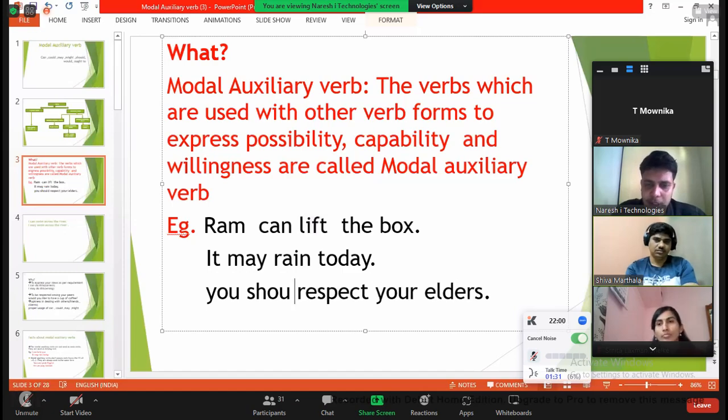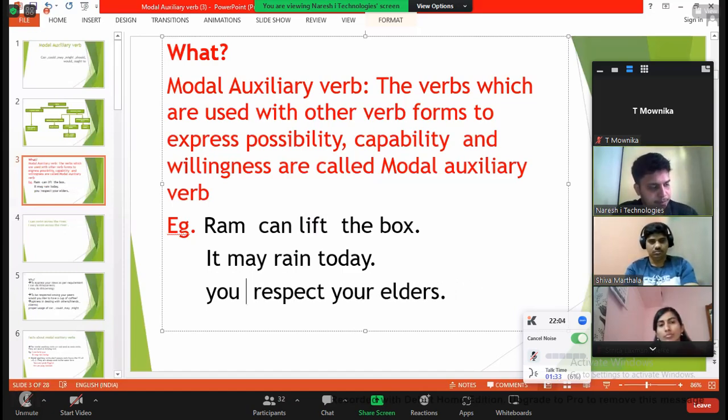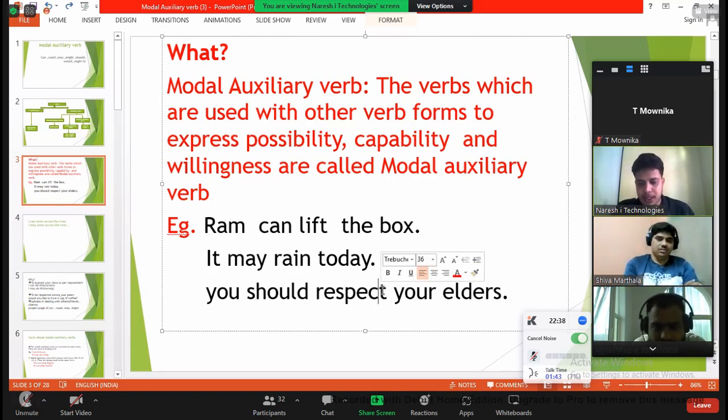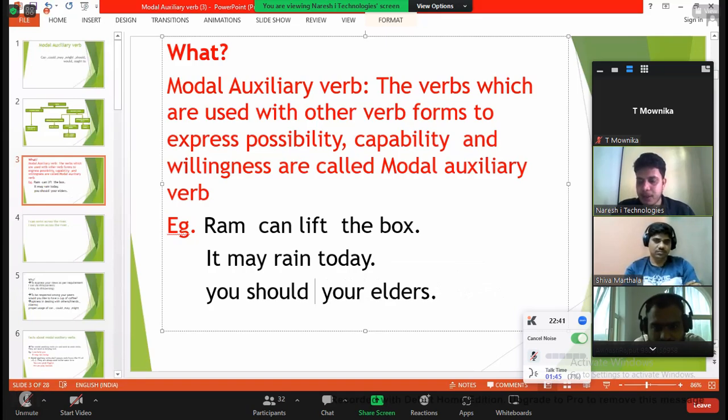Yes, sir. Now, let's say if I remove this, what's the meaning? Is it right or wrong? It is giving instructions, sir. The sentence is right. You respect your elders. So the sentence is right. And let's say if I remove this, no meaning, sir. So now I hope you're getting the point. Yes, sir.